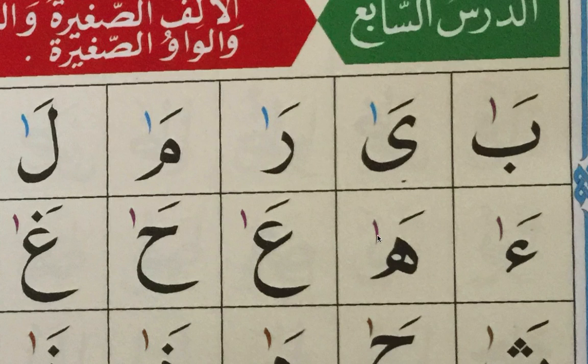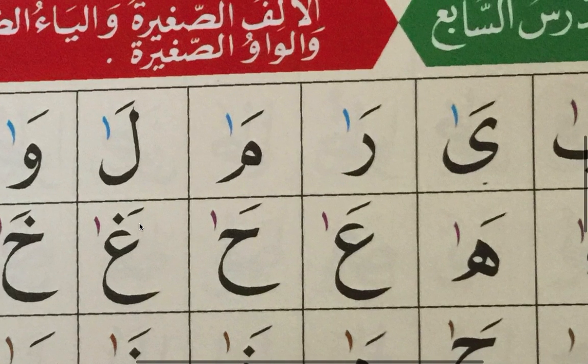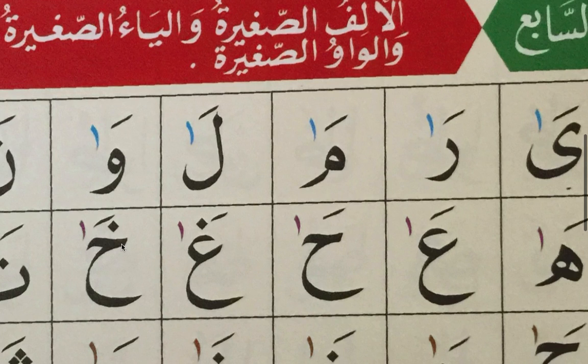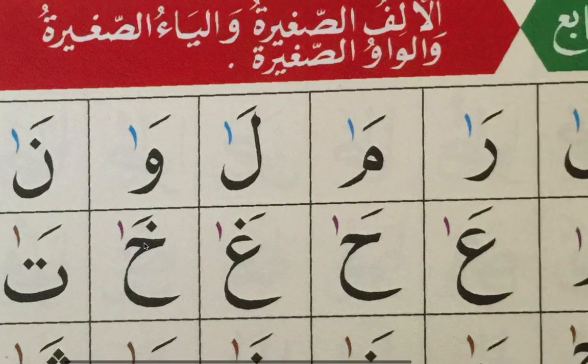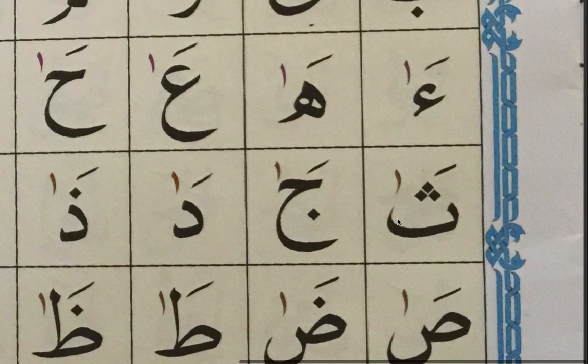Ha fatha alif Sagheera ha. Ain fatha alif Sagheera a. Ha, excuse me. Ha fatha alif Sagheera ha. Ghain fatha alif Sagheera gha. Kha fatha alif Sagheera kha. Ta fatha alif Sagheera ta. Tha fatha alif Sagheera tha.